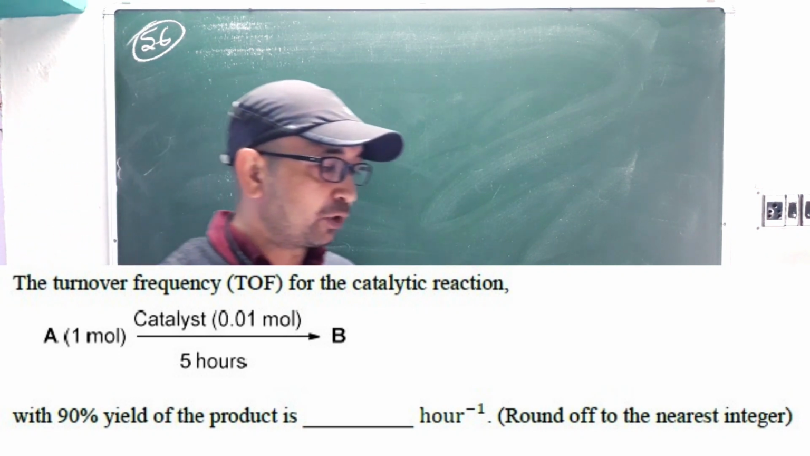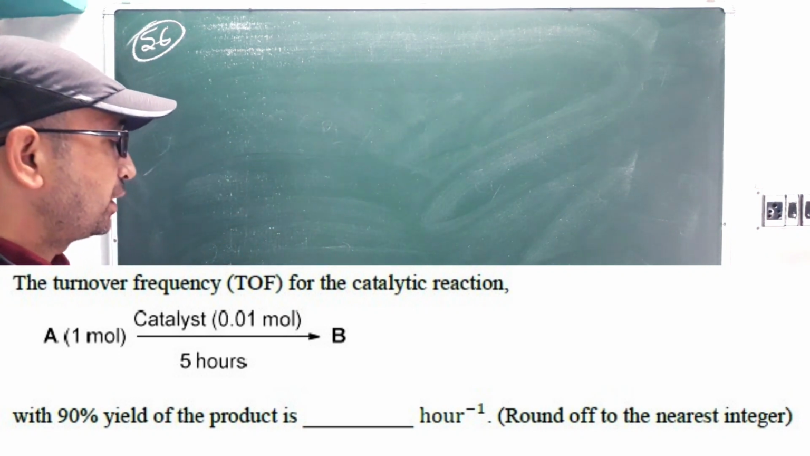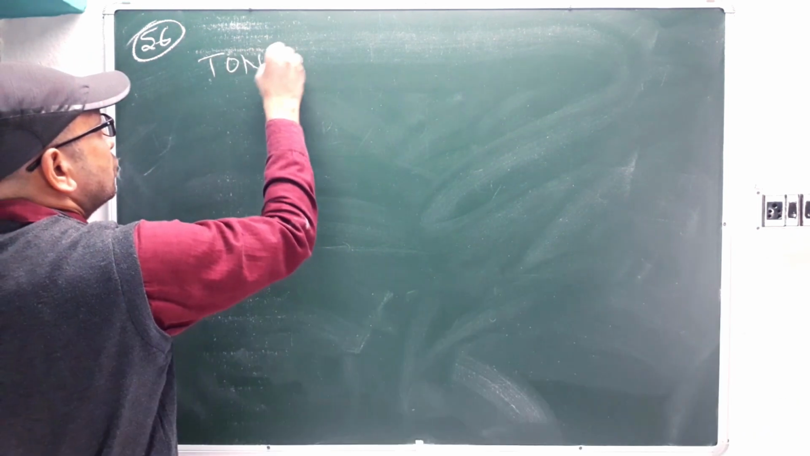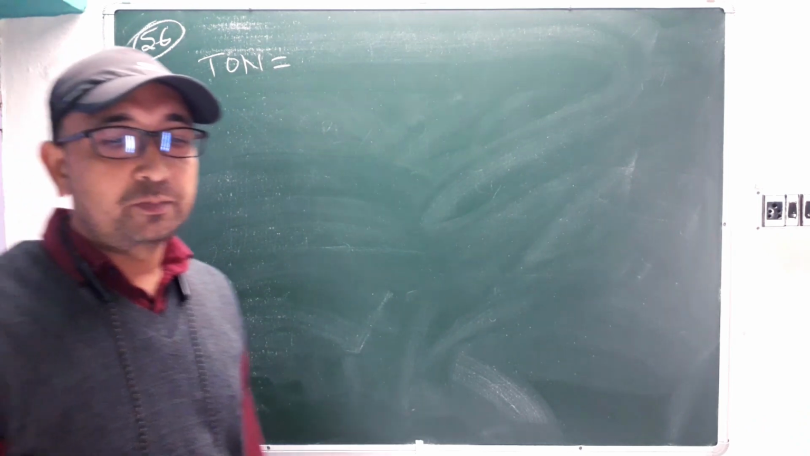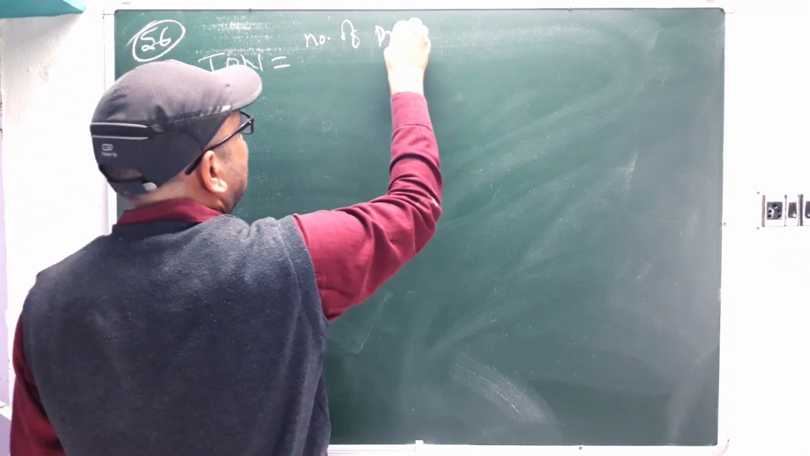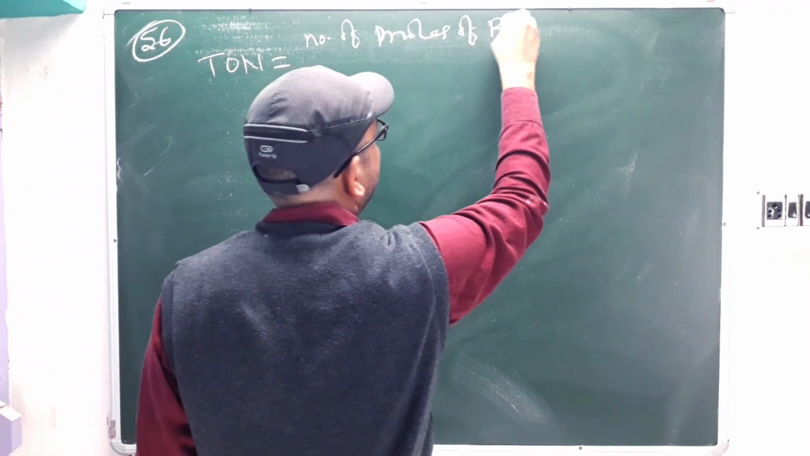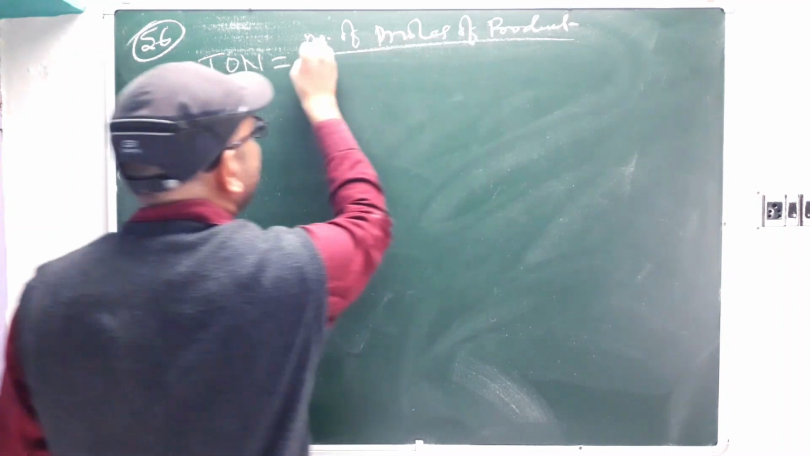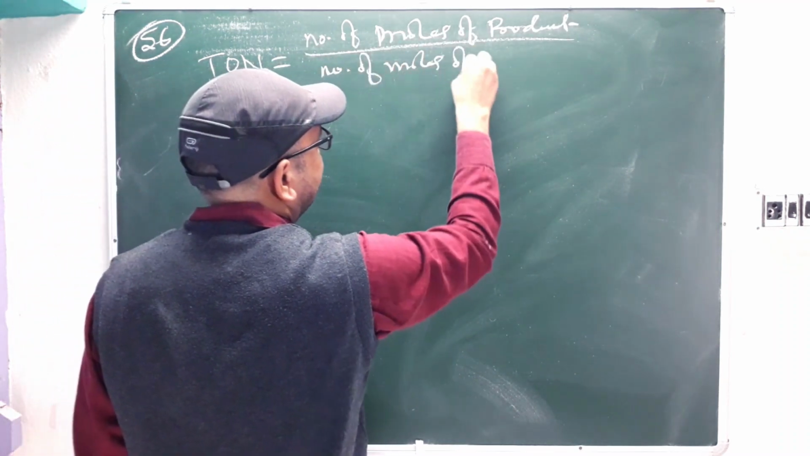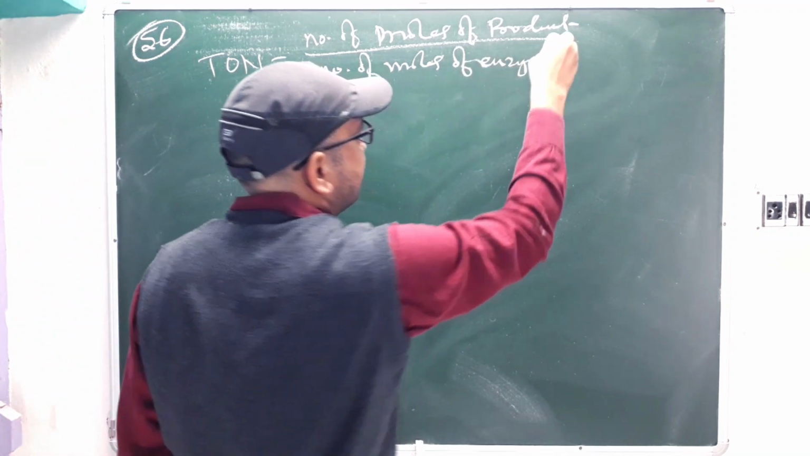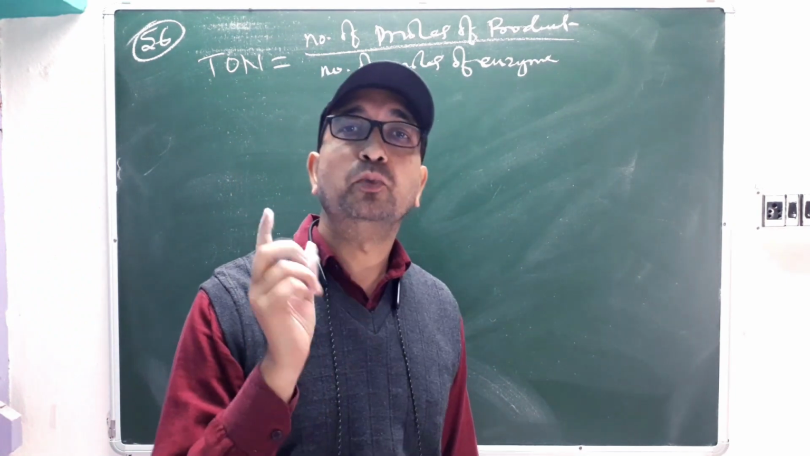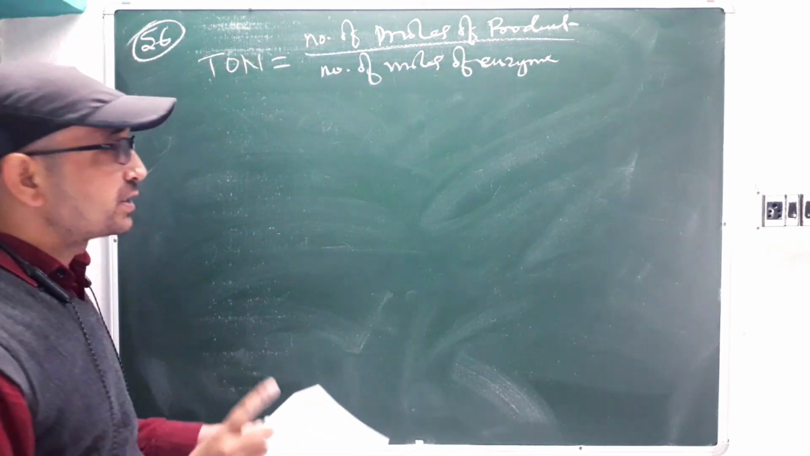So how much is coming with a 90% yield of a product? First we have to calculate the turnover number. So what is turnover number? The turnover number is the number of moles of product formed divided by the number of moles of enzyme or catalyst utilized.